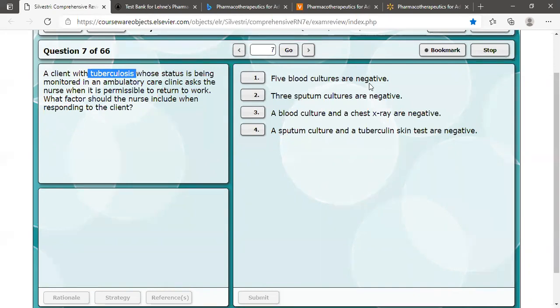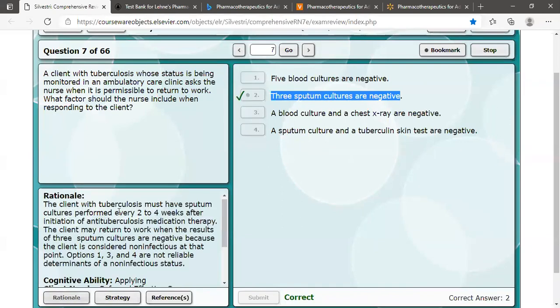When blood cultures are negative, and 3 sputum cultures are negative, then you are allowed to go to the job. So this is the choice. A TB patient, when 3 sputum tests are negative, is allowed to go back to their job. The blood culture and chest X-ray are negative. The sputum culture and tuberculin test are negative. But basically sputum culture is more accurate.